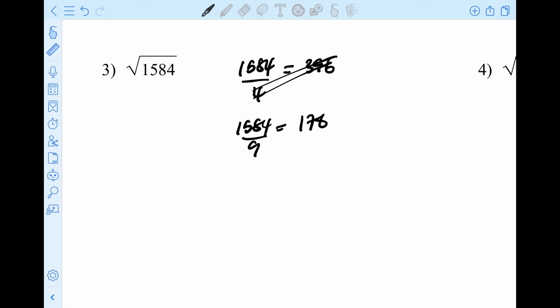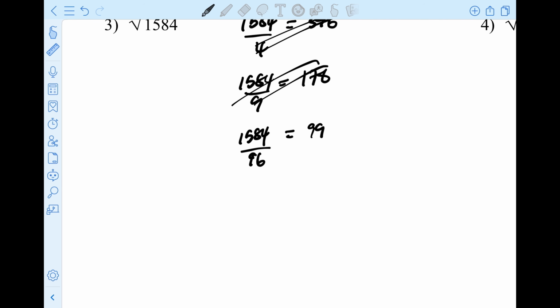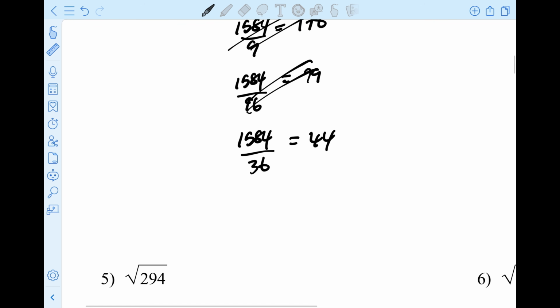Okay. 1,584 divided by 16. That also works. This one's a nice one. That gives me 99. Let's keep going. 1,584 divided by 25. That doesn't work. I'm sure we can see that. 1,584 divided by 36 also works. That gives me 44. I hope you can see the pattern here, but let's keep going.